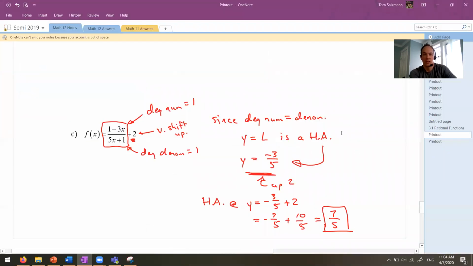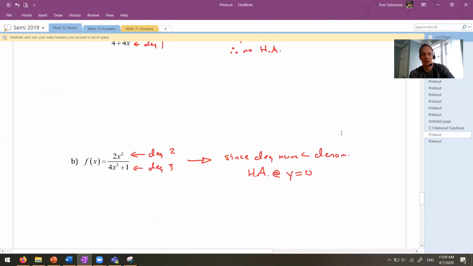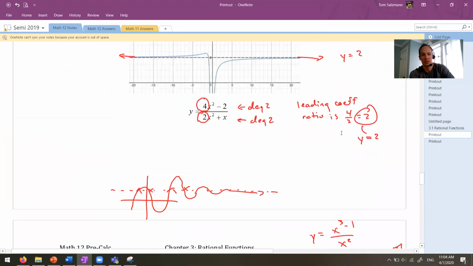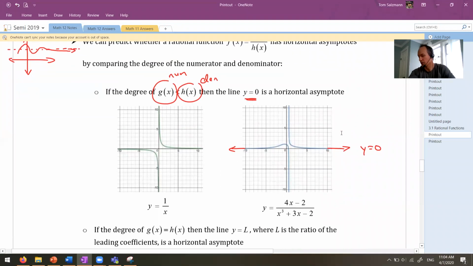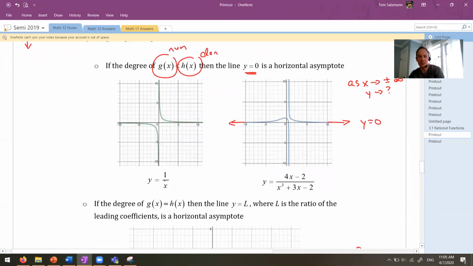Okay, before we move on to the next example, I just want to take a second to actually explain what's going on here. We said these lovely rules, but we didn't actually talk about why the rule works. When we're thinking about end behavior, remember end behavior always means: as x goes to plus or minus infinity, what is y doing? If the denominator is a larger degree than the numerator, then as this goes to infinity, what's 1 divided by infinity? It's going to be 0.